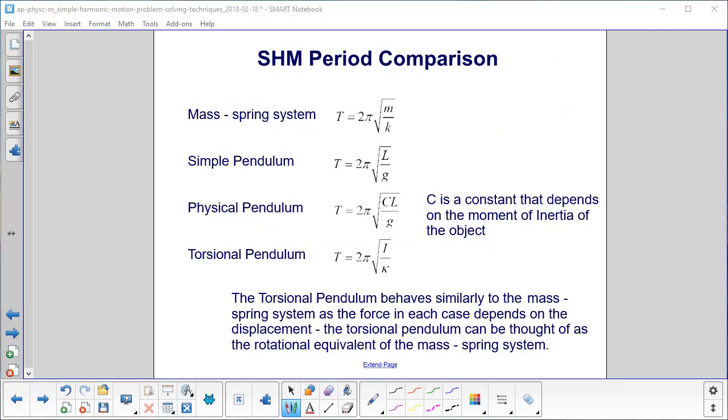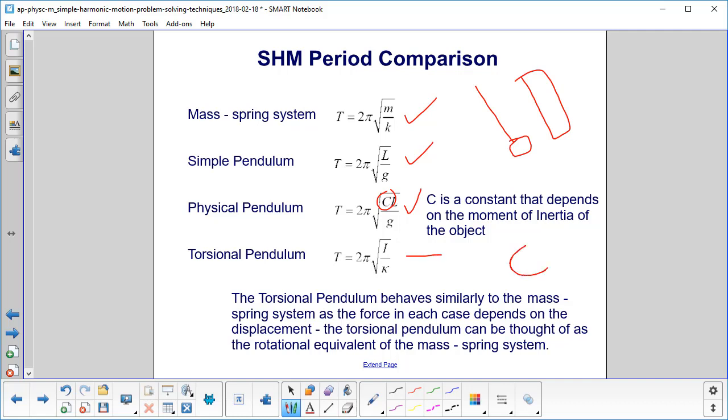Here's a summary of various periods of simple harmonic motion. Mass spring system, your simple pendulum, then your physical pendulum. This is when you just don't have a simple massless rod with a mass at the end of it. You have some kind of shape or structure. And this C here, that's going to depend on the moment of inertia of whatever object is making up your physical pendulum. Then you have your torsional pendulum.